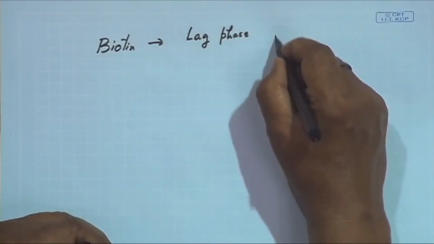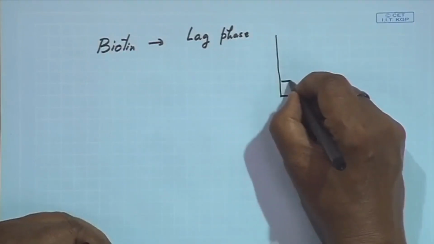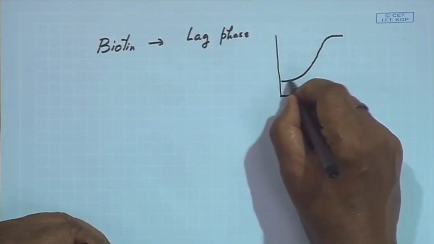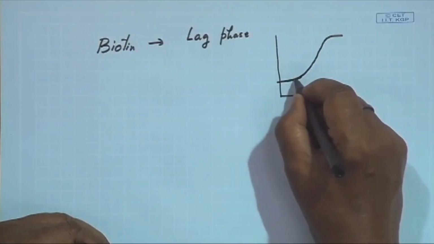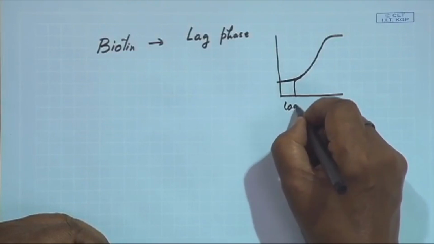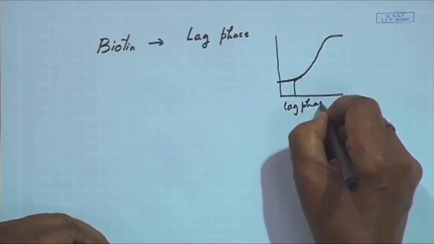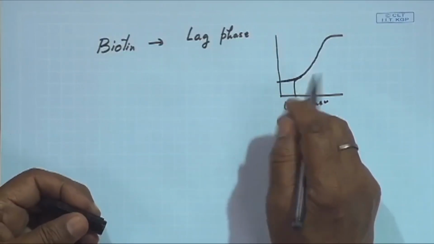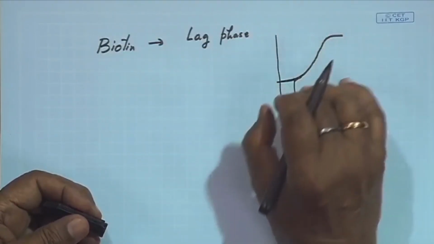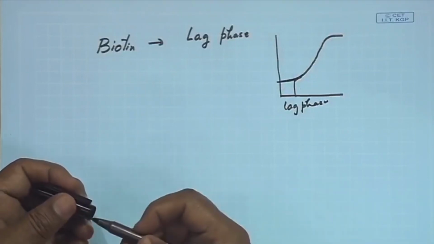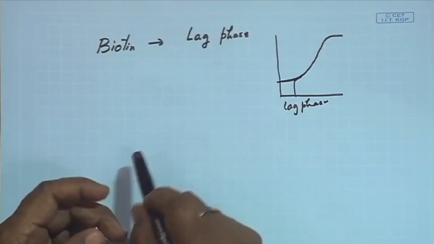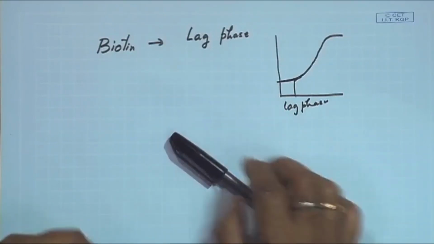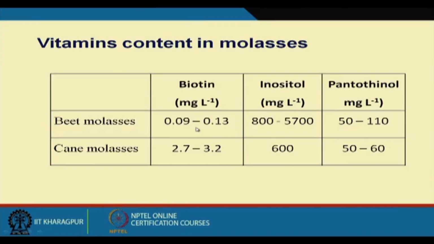That is undesirable. You can remember when I discussed the growth cycle of the cell, I told you that this is considered the lag phase. So, this lag phase should be as small as possible. If we have a very short lag phase, then the fermentation time can be reduced drastically. So, in the presence of biotin, the lag phase can be reduced. This is an essential component required in the fermentation broth.